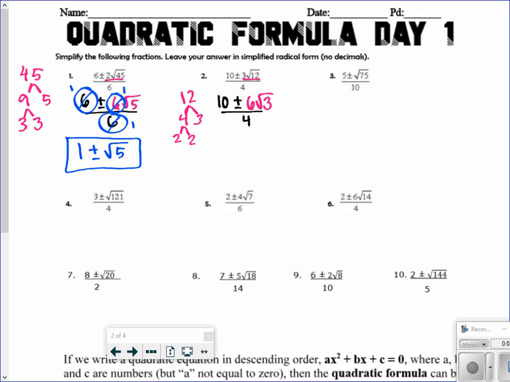The 3 parts have to all be cohesive, like they have to all go together. 10, 6, and 4. Are all of those divisible by something? 2. So now rewrite it after you divided all of those parts by 2. So that's 5 plus or minus 3 root 3 over 2.